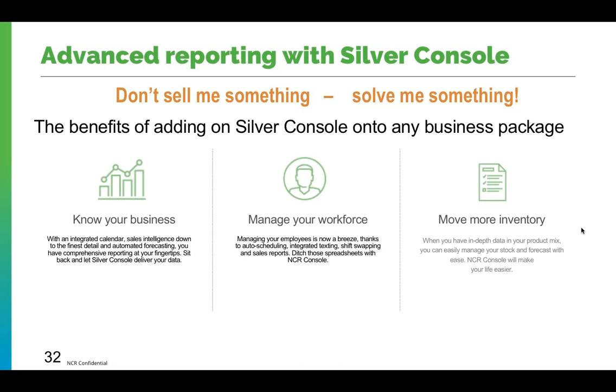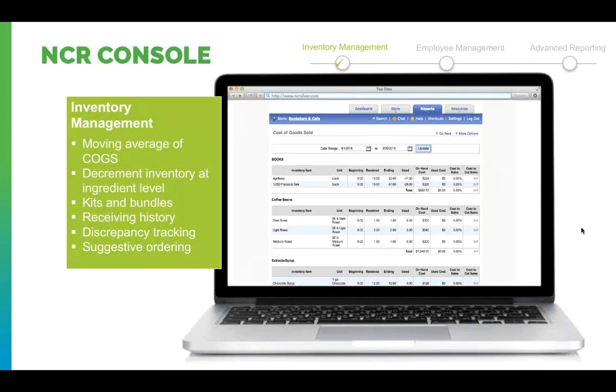So with our 3 modules, we can help you to know your business better, manage your workforce, and move more inventory with the in-depth data that is not available on NCR Silver or NCR Silver Pro Restaurant. When we add on NCR Console, the first module we look at is our inventory management, where you have a moving average cost of goods sold. You can decrement your inventory at the ingredient level, move kits and bundles, receiving history, have discrepancy tracking, and suggestive ordering.